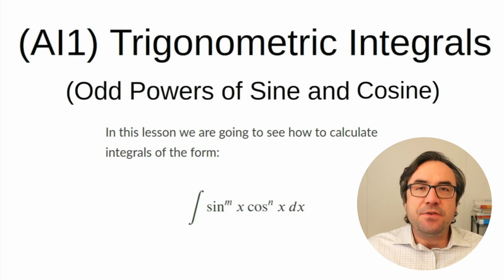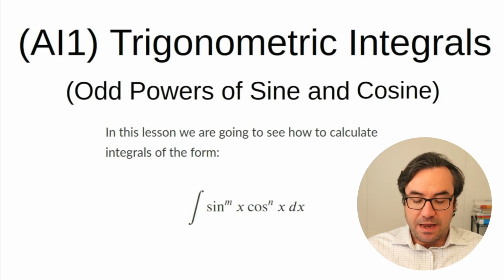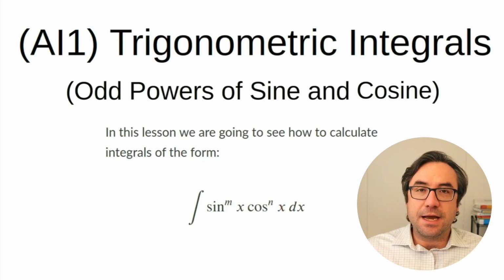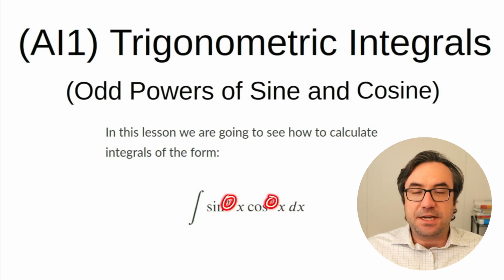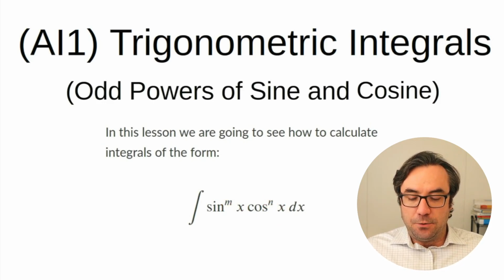So the type of integrals we're going to be looking at are going to have this kind of look, where we have maybe a power of sine, maybe a power of cosine, and at least one of these exponents is an odd integer.